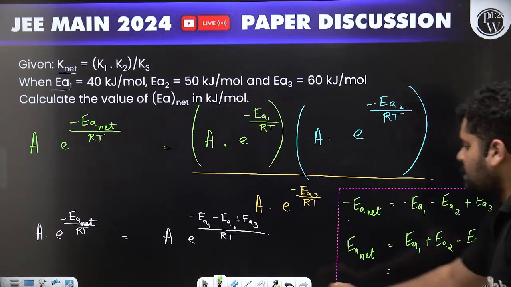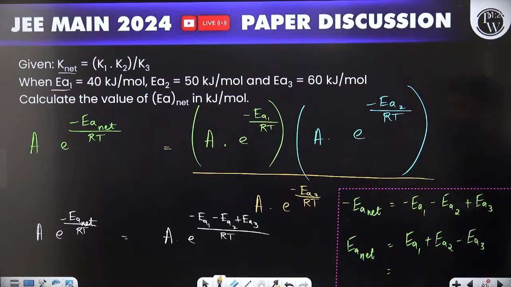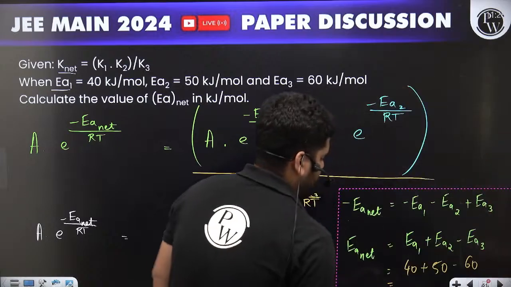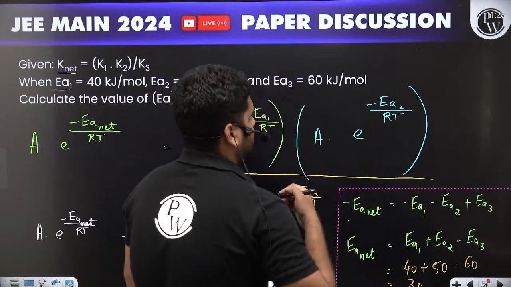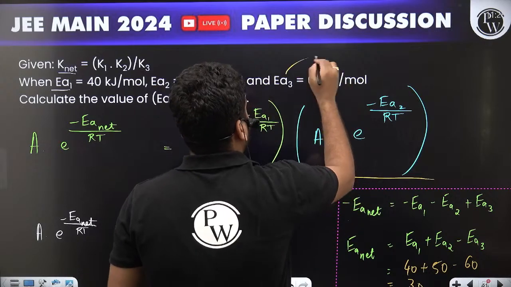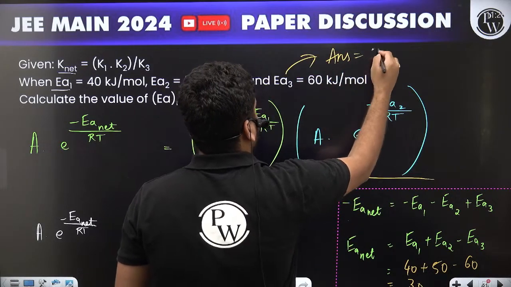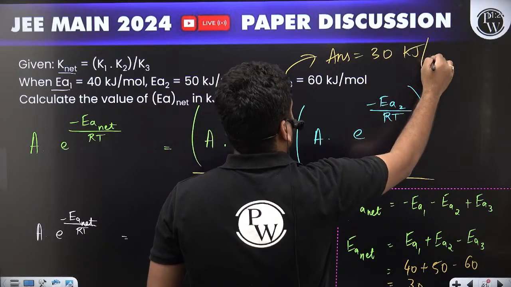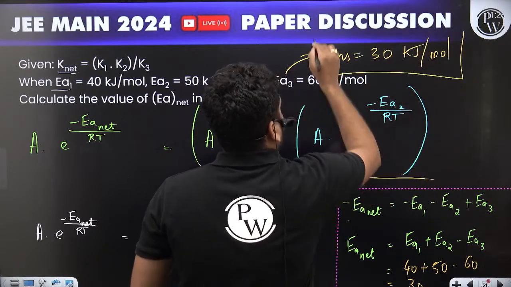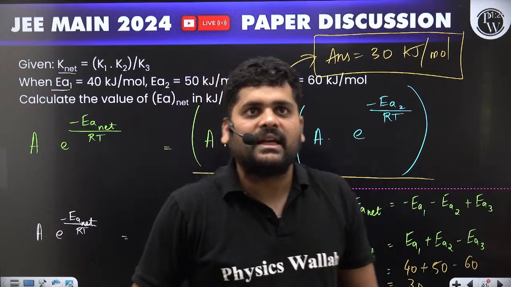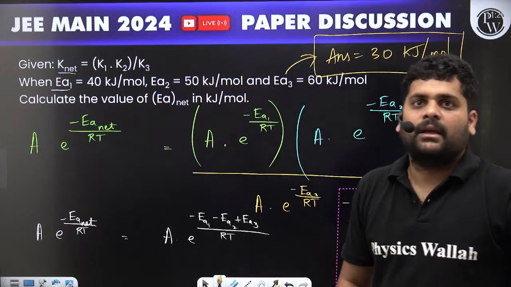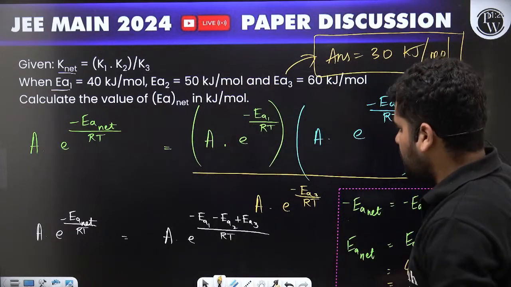Okay, values are given for EA1. EA1 is 40 plus EA2 is 50 minus EA3 is 60. 40 plus 50, 90. 90 minus 60, we have 30 kilojoules per mole, right? So the answer for this question is going to be 30 kilojoules per mole. Okay, this is your answer. Clear, everyone? Right, now moving on to the next one after this.